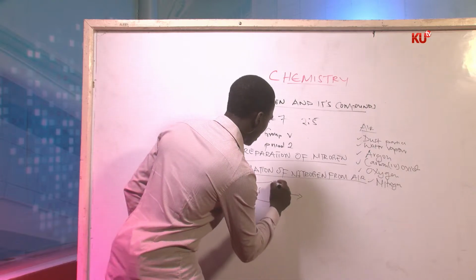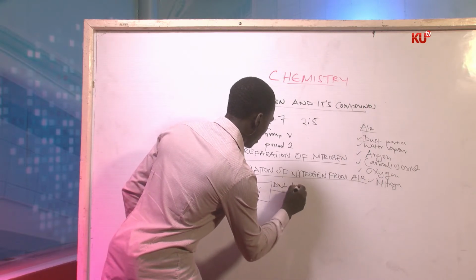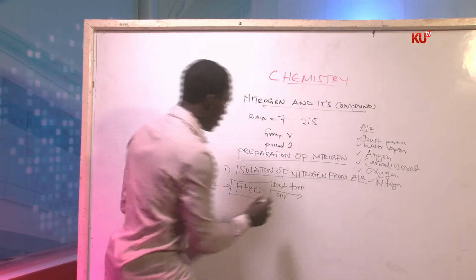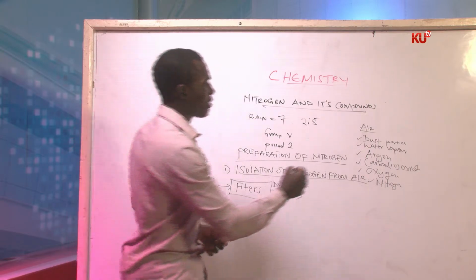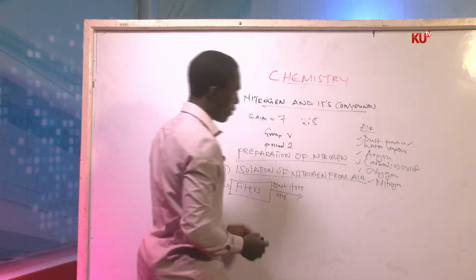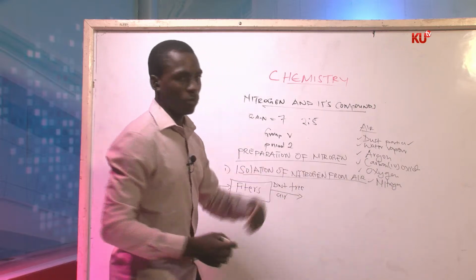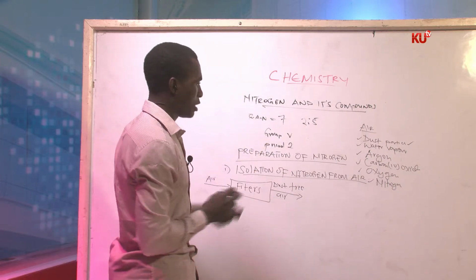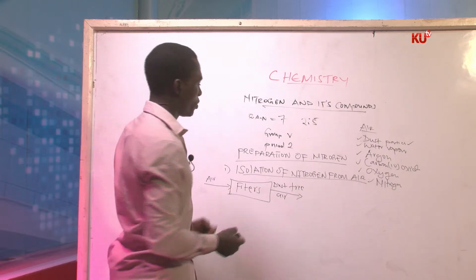So here we have our dust-free air. We have removed dust in the filters. So we have eliminated dust particles. Now we are remaining with water vapor and carbon dioxide, which are also unnecessary in this process. We don't want them, we want to eliminate them.